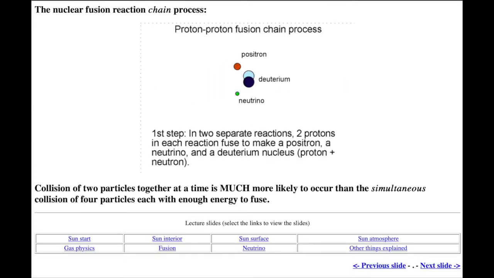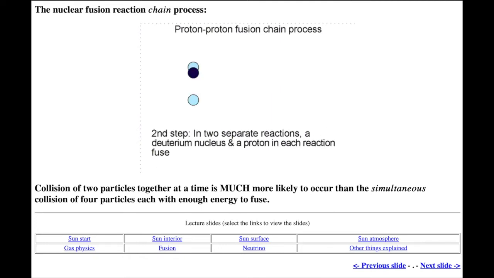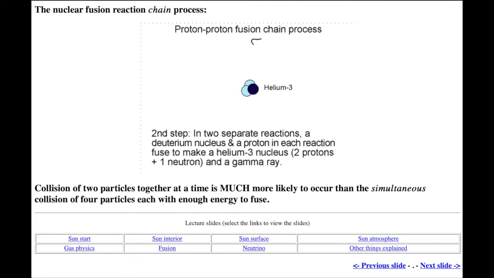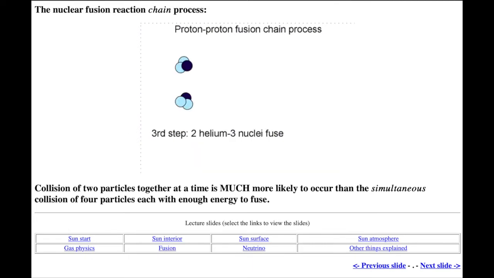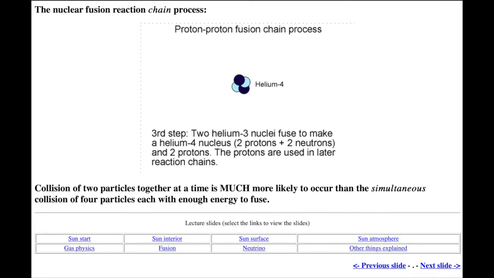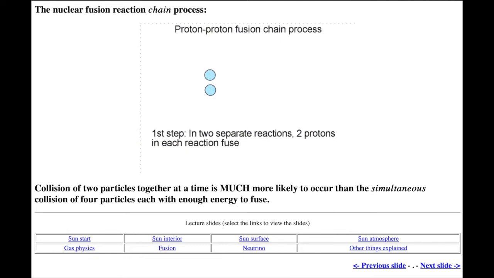Next slide. Nuclear fusion uses a chain process to build up the helium nucleus. This animation shows the simplest chain process that involves 3 steps. Another chain process found in stars more massive than the Sun uses a 6-step process. The net result of the chain process is that 4 protons are fused together to make a helium-4 nucleus, plus a gamma ray, plus a positron, the antimatter counterpart of an electron, plus a neutrino that we'll talk more about in a bit. Why do stars use a complicated chain process?